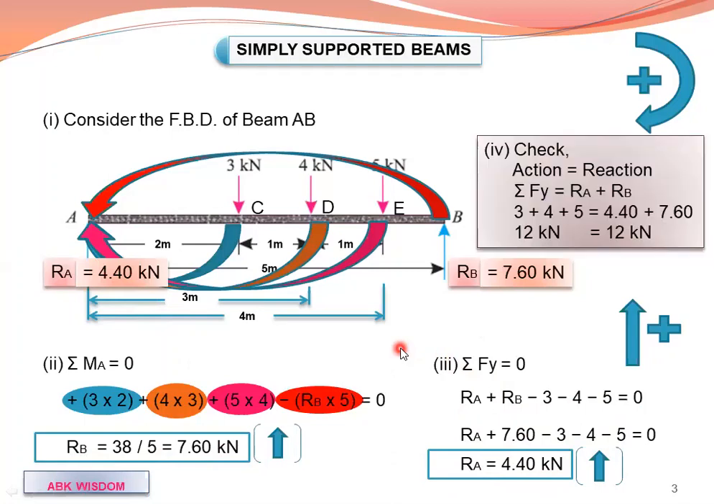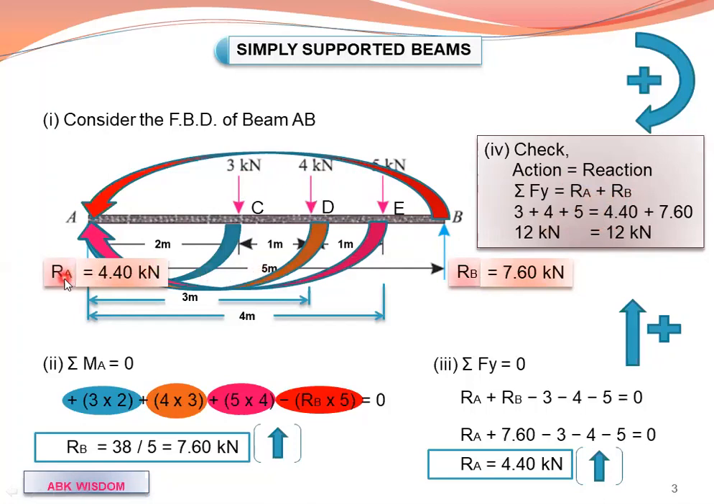And we may also check whether the values which we have calculated are correct or wrong. We know that Newton's third law is: for every action there must be an equal and opposite reaction. Therefore, the action force needs to be equal to the reaction force. Here the action forces are the forces applied on the beam, the external loads, which are 3, 4, 5. The algebraic sum of these forces should be equal to the reaction.